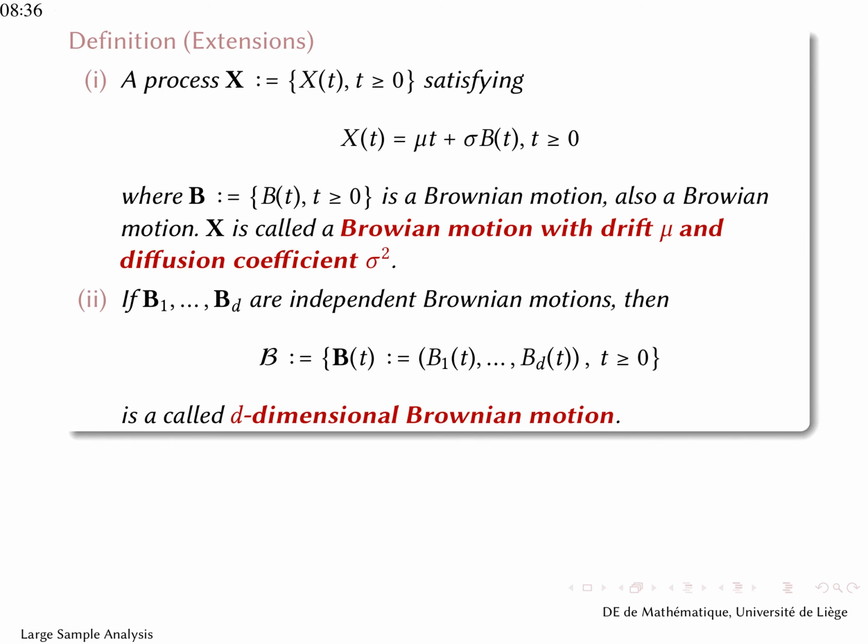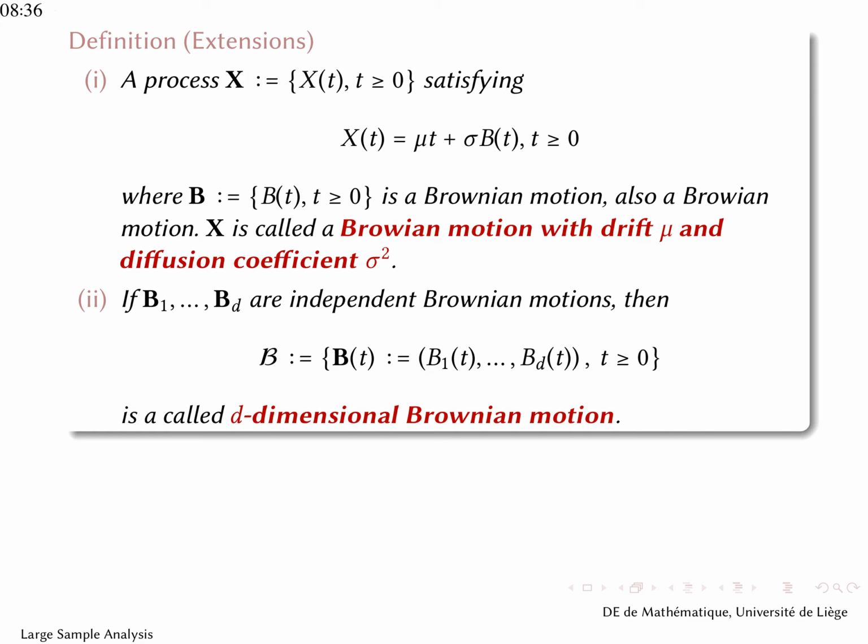So the only thing that's important here is the Brownian process at time point tau and not everything that happened before. We can also extend the Brownian motion. If we have a stochastic process X such that X_t is mu times t plus sigma times a Brownian motion, then this process X is called the Brownian motion with drift mu and diffusion coefficient sigma squared.